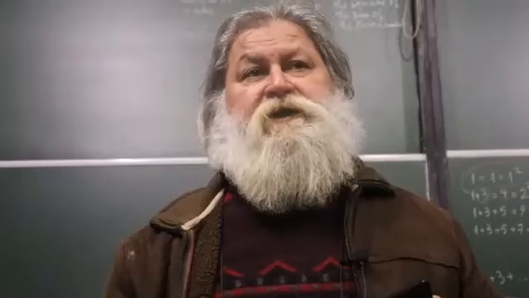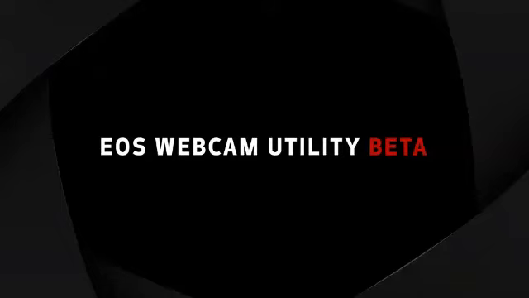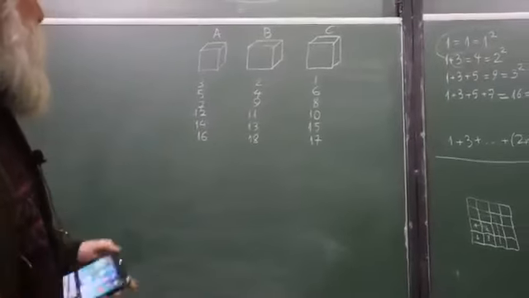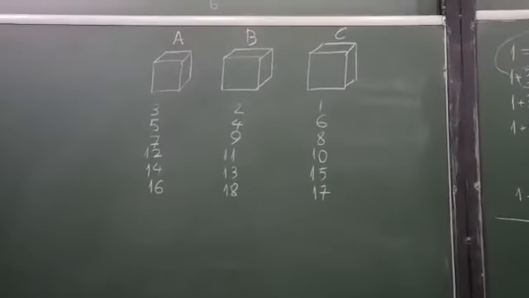A is composed of 3, 5, 7, 12, 14, 16. B has 2, 4, 9, 11, 13, 18. And C has 1, 6, 8, 10, 15, and 17. You can check that you have all 18 numbers here. None of them is repeated.